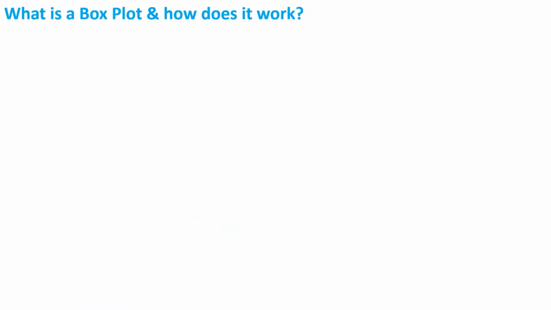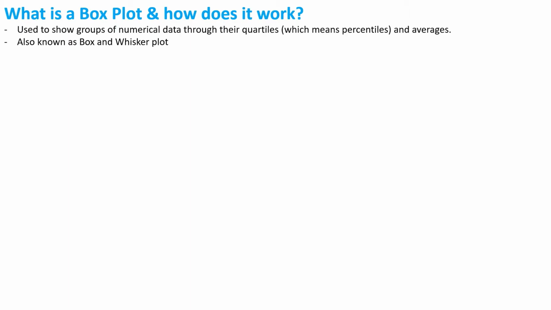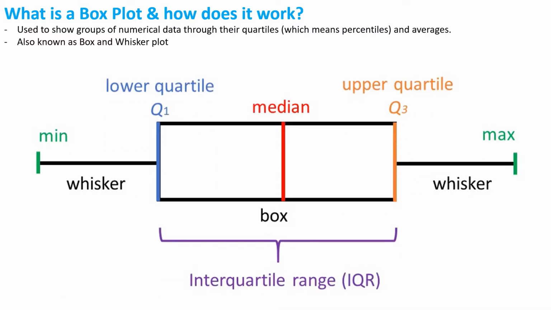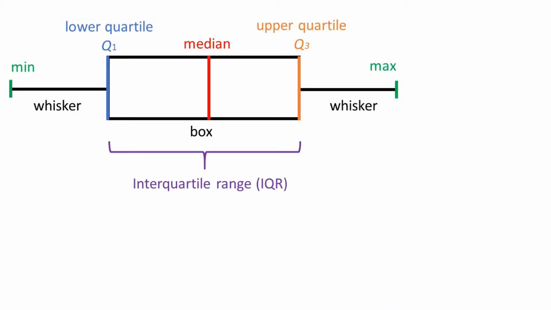In order to solve this problem, we will need to understand what exactly is a box plot. They are used to show groups of numerical data through their quartiles, which means percentiles, and averages. It's also known as box and whisker plot. This will help us understand what are the parts of a box plot. Let's start with minimum and maximum. Minimum is the smallest number in the dataset. Maximum is the largest number in the dataset.